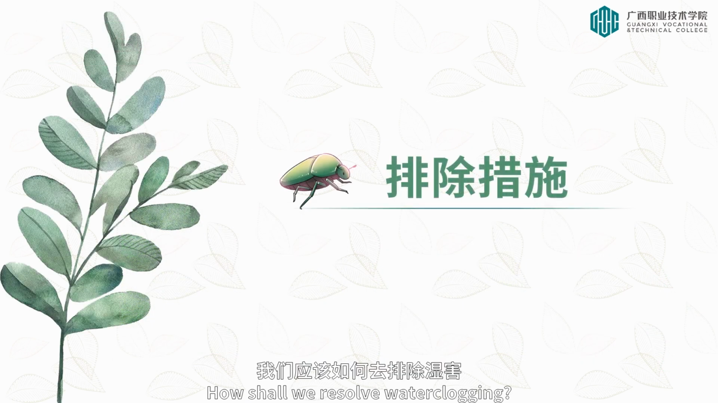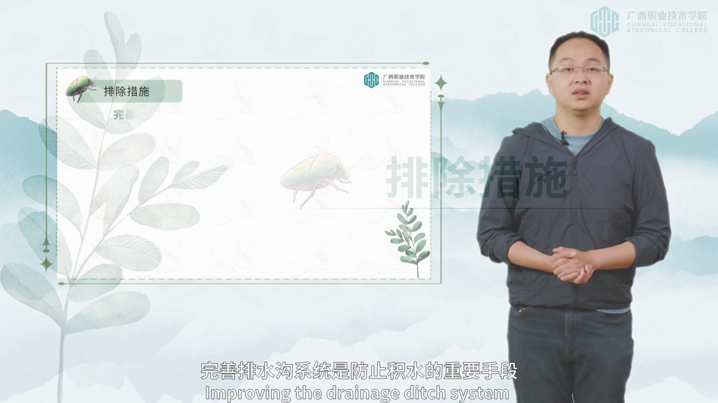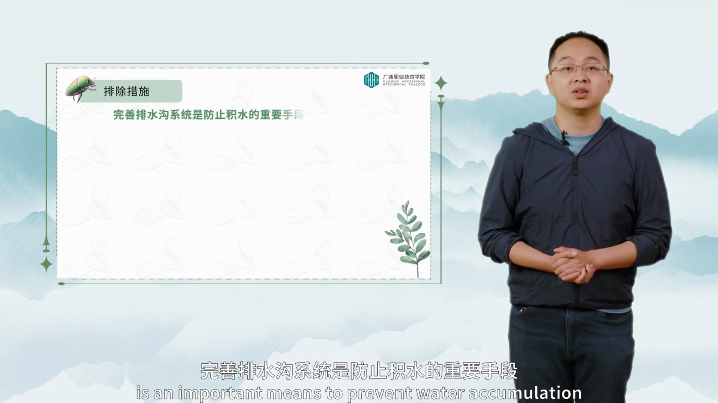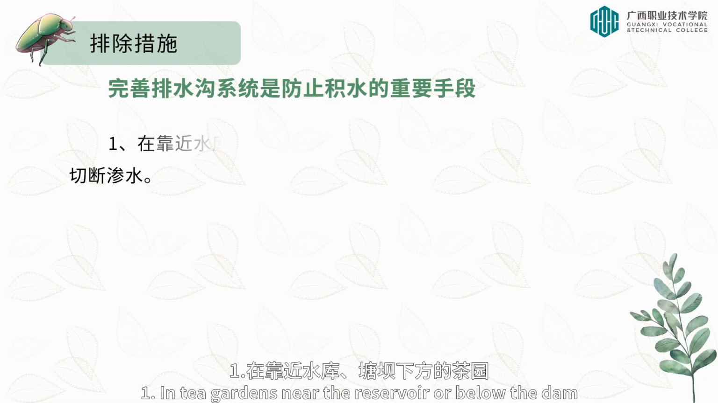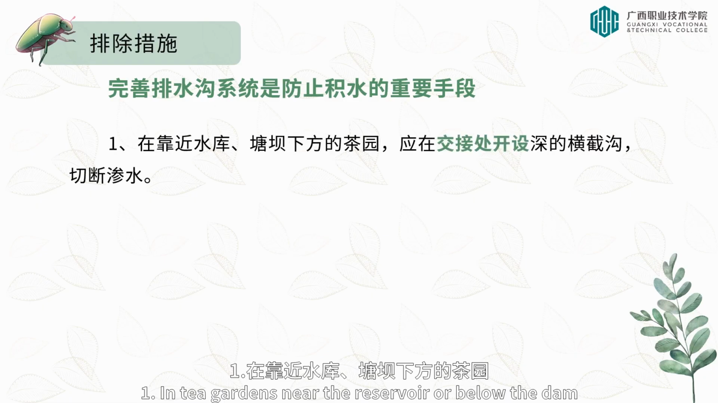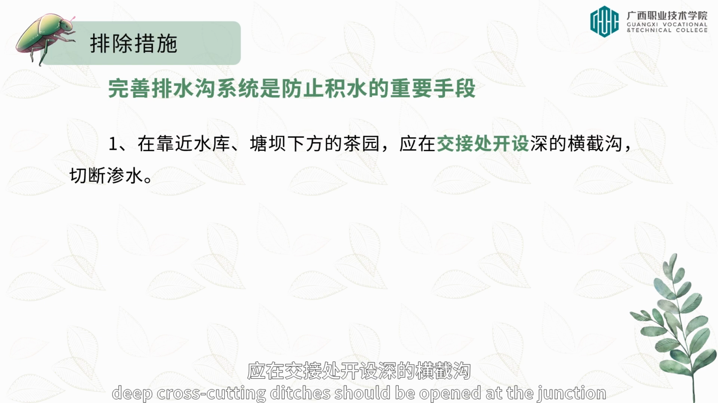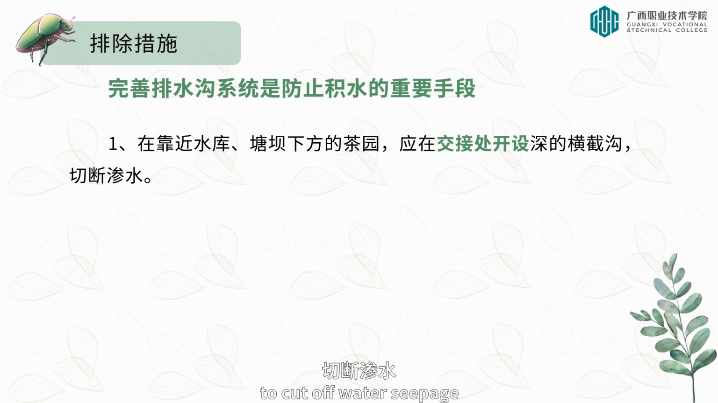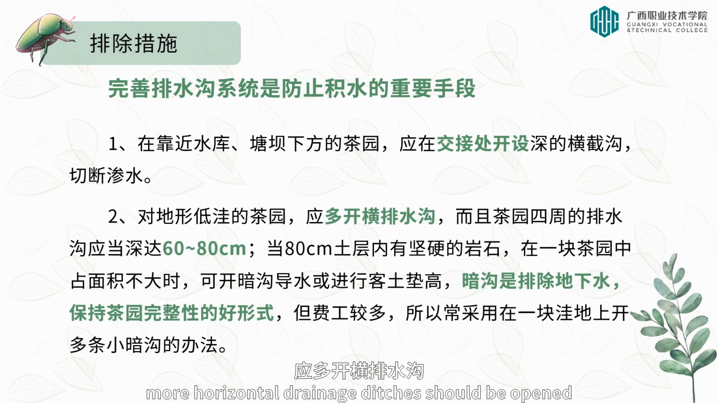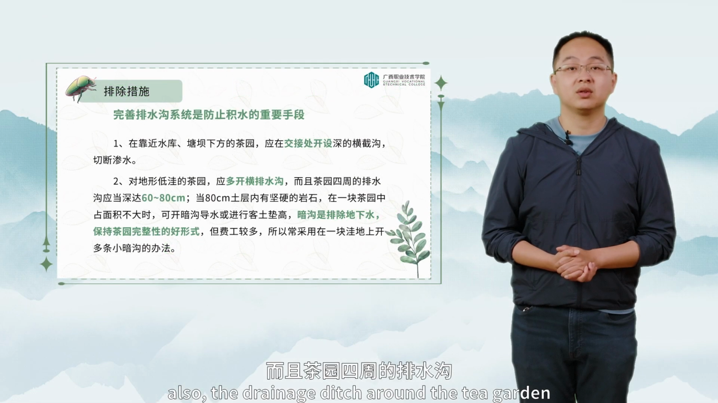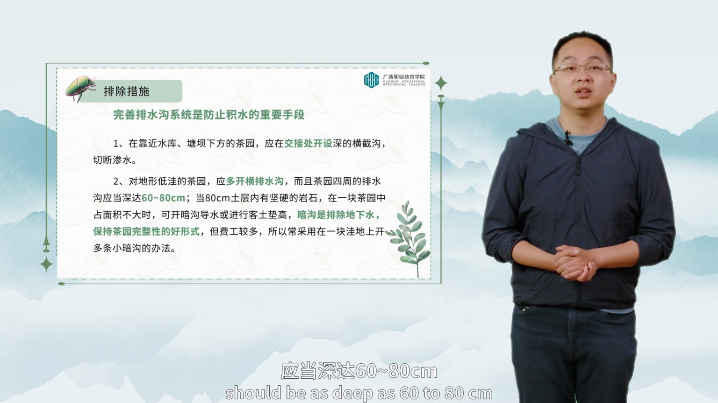How shall we resolve waterlogging? Improving the drainage ditch system is an important means to prevent water accumulation. First, in tea gardens near the reservoir or below the dam, deep cross-cutting ditches should be opened at the junction to cut off water seepage. Second, as for low-lying tea gardens, more horizontal drainage ditches should be opened. Also, the drainage ditch around the tea garden should be 60 to 80 centimeters deep.